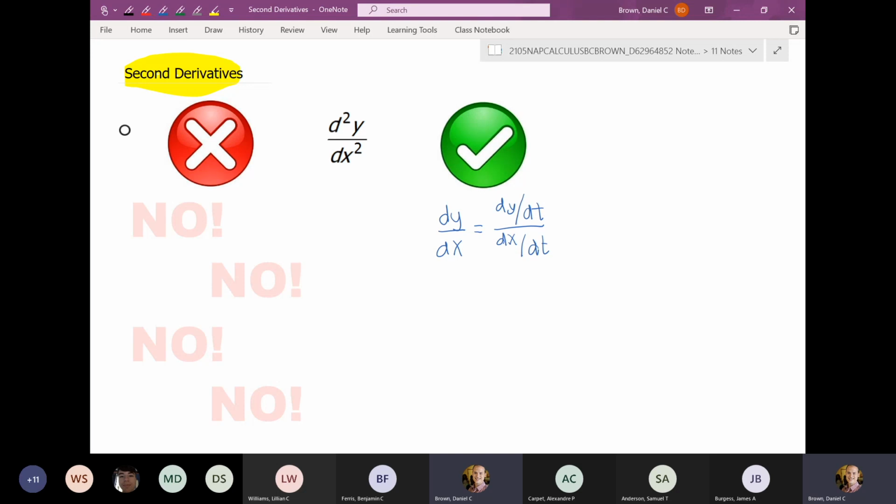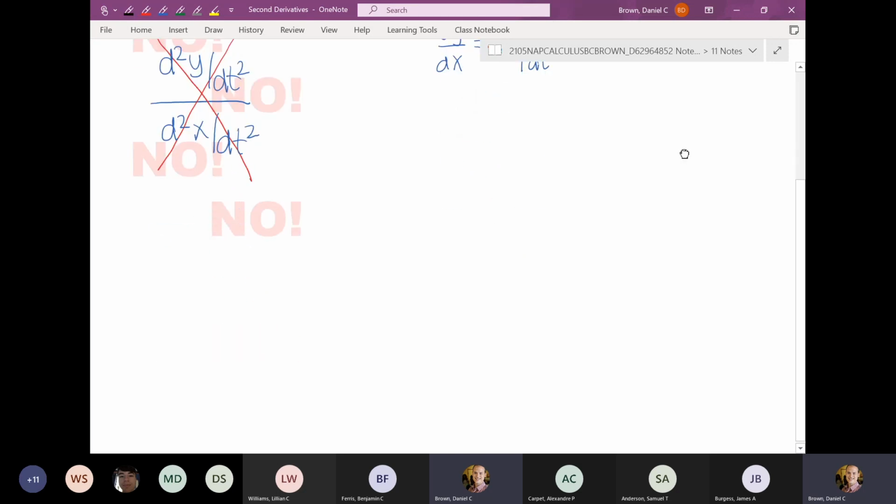And so they want to say, oh, then the second derivative is just going to be the second derivative of y with respect to t over the second derivative of x with respect to t. And that would be very, very wrong. So just don't do that. The formula for finding the second derivative is a little bit more complicated. Do you want to spend some time talking about the notation of where it comes from and then go back to the formula?